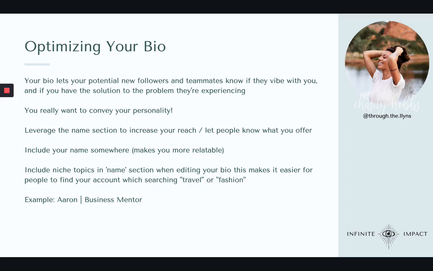You should also include your name somewhere in there because it makes you more relatable. It gives a name to the face, to the page, as opposed to it just being a page. They can put a name to a face. And then, like I went over earlier, you want to include your niche topics in your name section when you're editing your bio. So that makes it really easy for people to find you when they're searching for that on Instagram. If they search business mentor, Erin's page is going to come up because she has that in her name.